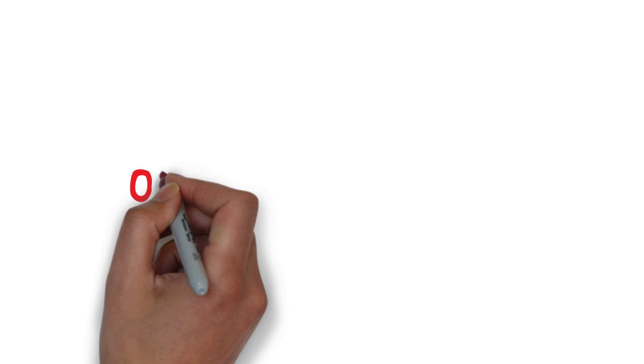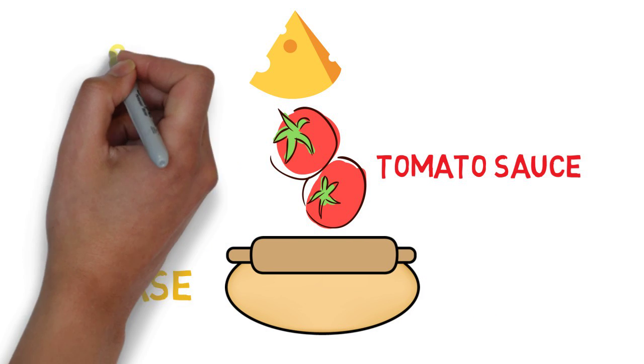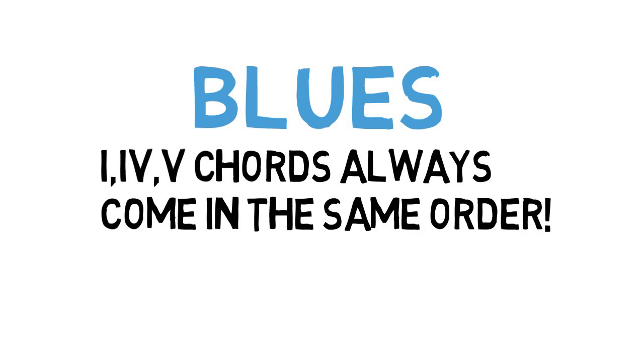Okay, let's keep with the pizza analogy for a second more. You see, the order of the ingredients is of paramount importance. The base at the bottom, then the sauce, then the cheese on top. It is always that way. It has to be that way to be a pizza. No one eats pizza upside down, that's a mess. Similarly, in the blues, the basic 3 chords always come in the same order.